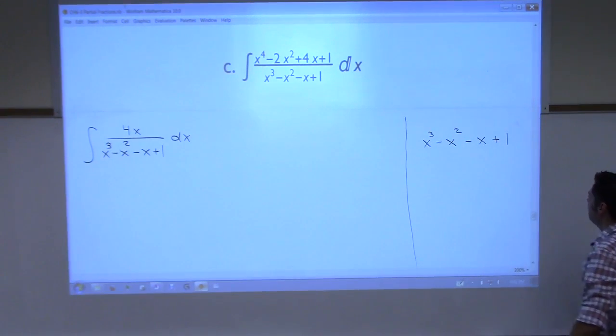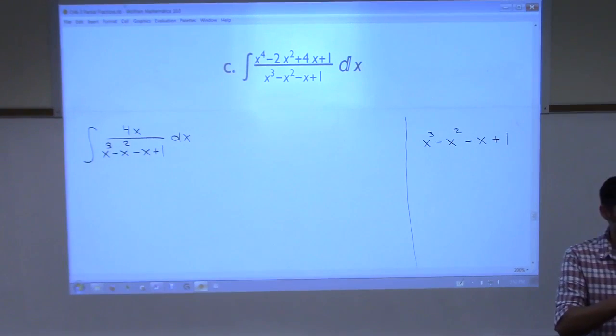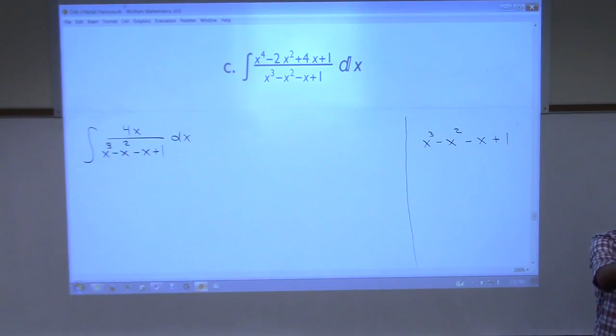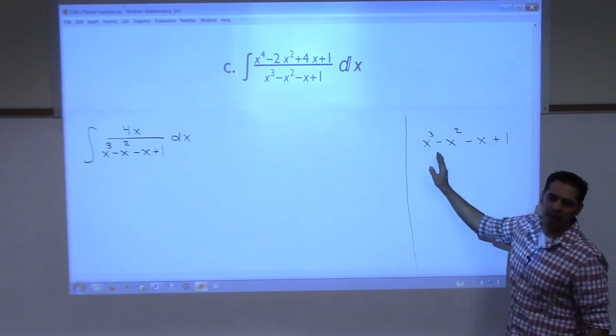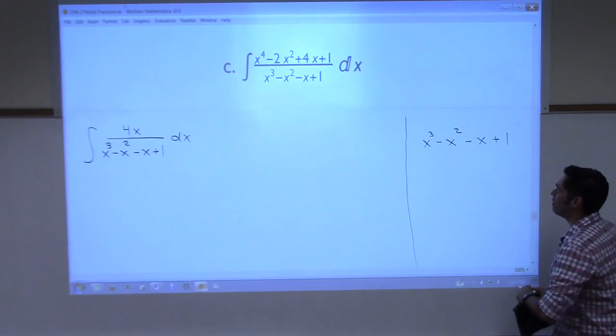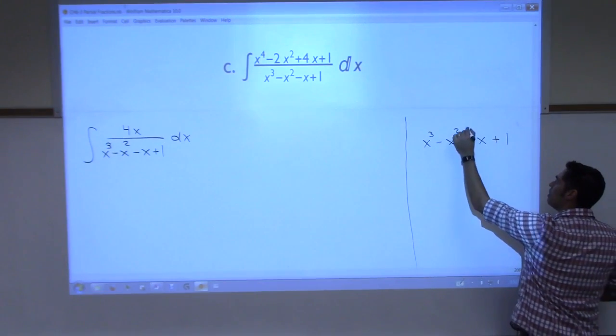Can you factor that? Yes. How? Well, you'd have to split it up. Why are you splitting it? Because it's 4 terms. When you see 4 terms, your technique is usually, well, you always go GCF first. Is there a greatest common factor? There is no greatest common factor. But because I have 4 terms, I'm going to split this.